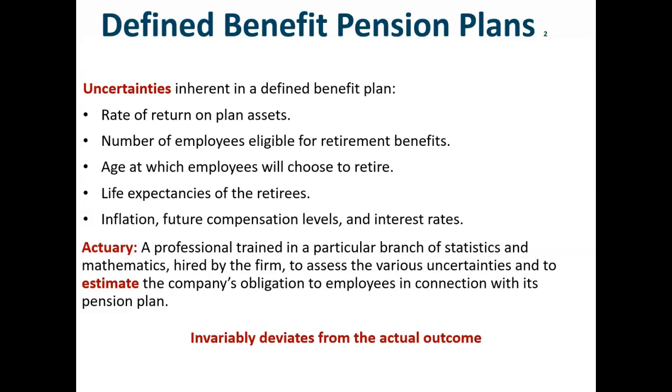Typically, a firm will hire an actuary, a professional trained in a particular branch of statistics and mathematics, to assess the various uncertainties, employee turnover, salary levels, mortality, etc., and to estimate the company's obligation to employees in connection with its pension plan. Such estimates are inherently subjective, so regardless of the skill of the actuary, estimates invariably deviate from the actual outcome to one degree or another.